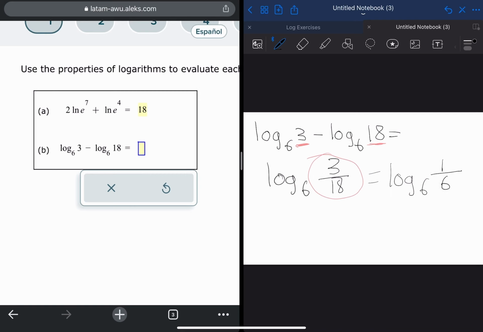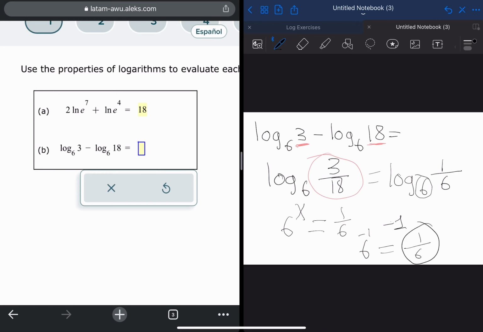And now all we have to do is think. Think of a number that when I take the base 6, there's going to be a number x that I don't know, that is going to give me 1 over 6. And what is that number? If you think closely, that number is minus 1. Because whenever I have 6 to the minus 1, the answer is 1 over 6.